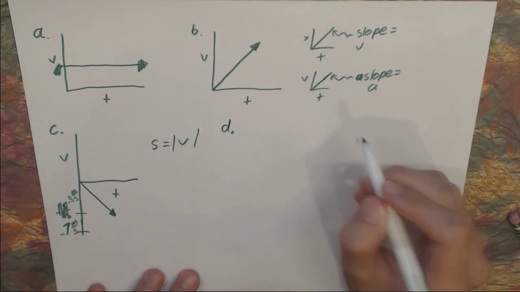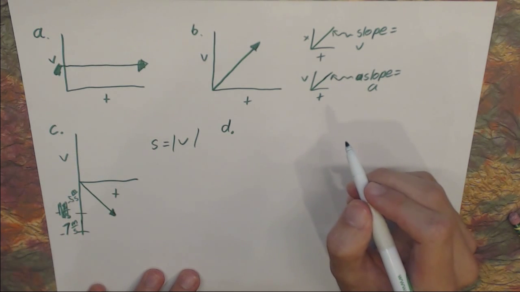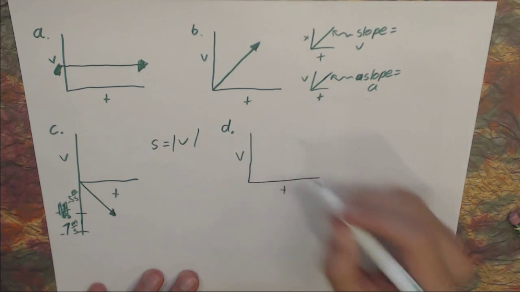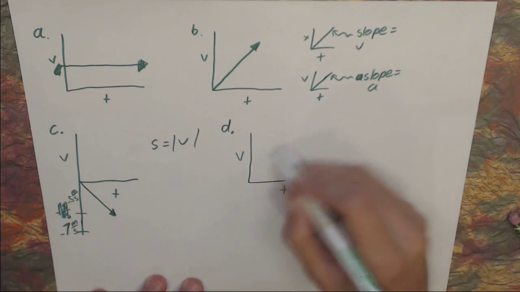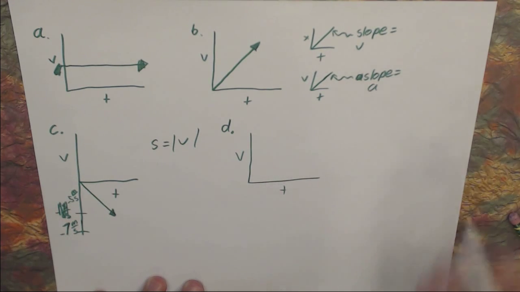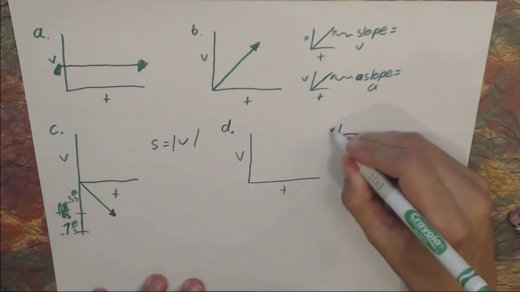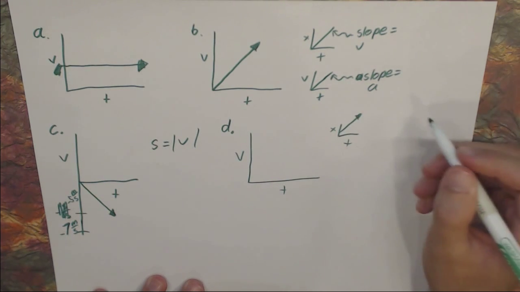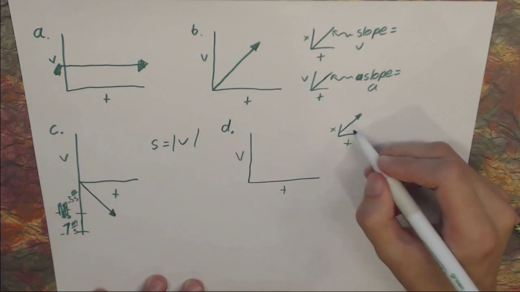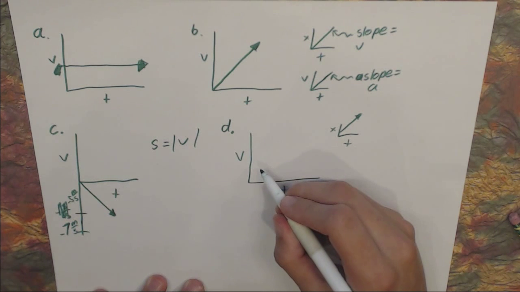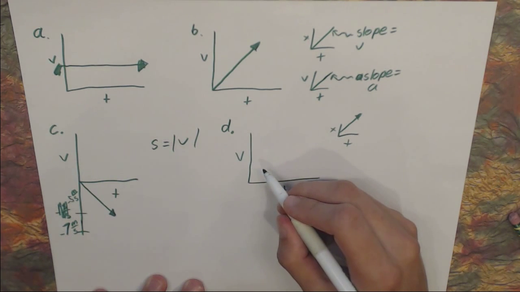Part D asks, an iguana slowing down at a uniform rate moving in the positive direction. So it's moving in the positive direction, which means we're up here somewhere, because for it to be moving in the positive direction, the velocity has to be positive, because if we draw a little x versus t graph, for it to be moving this way in the positive direction, the slope has to be positive, so the velocity has to be above 0. So an iguana slowing down at a uniform rate, moving in the positive direction.